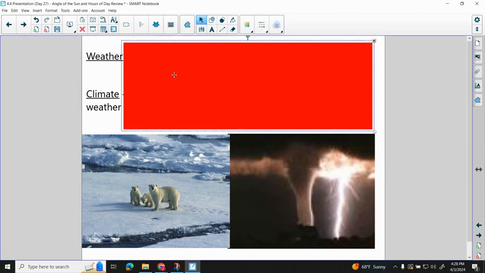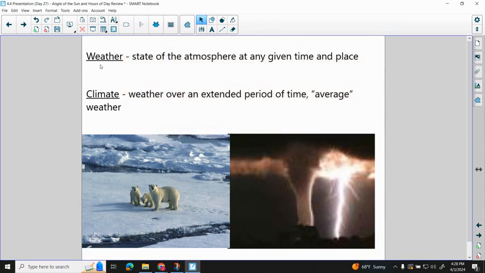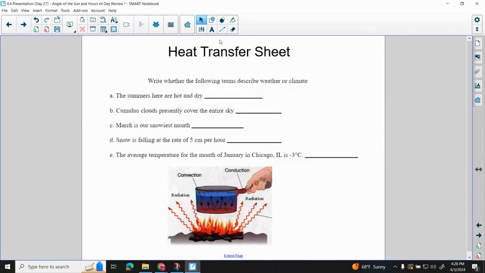So please know that the difference between weather and climate: weather is the state of the atmosphere at any given time. So a tornado with lightning, that's weather. This would be climate: in the North Pole, there is always going to be ice because it is always cold. It is an average of weather. Okay. So as you go forward and do the heat transfer sheet, that first section is asking about that.